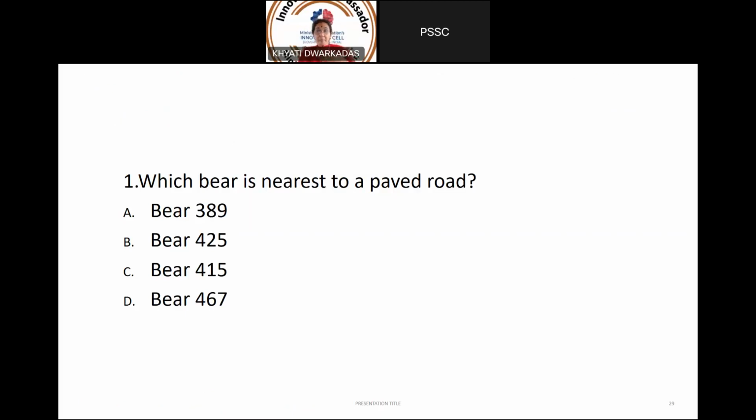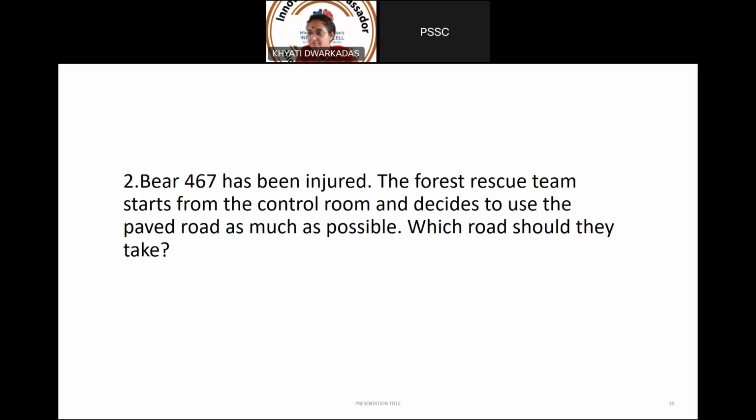There is a paved road. Which bear is nearest to the paved road? People are telling me the answer is 425. But the answer is 467 has been injured. The forest rescue team starts from the control room and decides to use the paved road. Which road should they take?